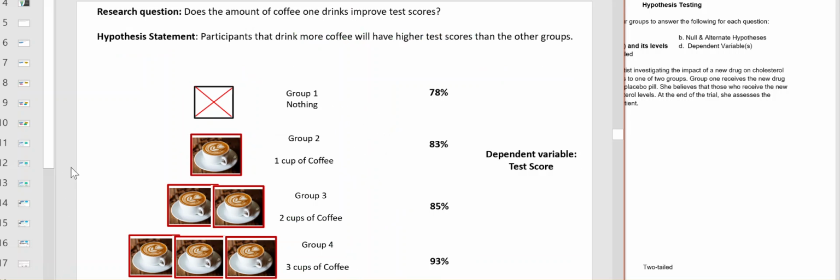Now, of course, we can increase this, and this is a different research question, but it just gives you yet another example of how this can go. So let's say our research question is, does the amount of coffee one drinks improve test scores? We still are in an experimental design, and the hypothesis statement is participants that drink more coffee will have higher scores than the other groups. That's plural because we have many different groups. This is the more specific testable statement that we're making, and this is the general question about coffee and improving test scores.